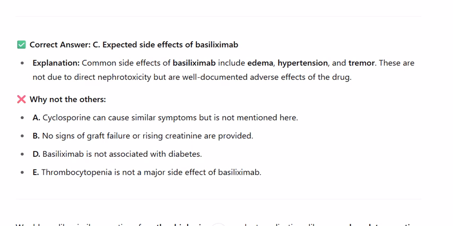Why not the others? A. Cyclosporine can cause similar symptoms, but is not mentioned here. B. No signs of graft failure or rising creatinine are provided. D. Basiliximab is not associated with diabetes. E. Thrombocytopenia is not a major side effect of Basiliximab.